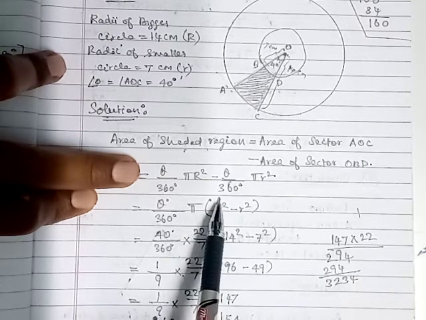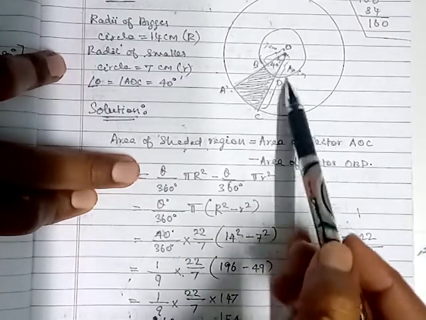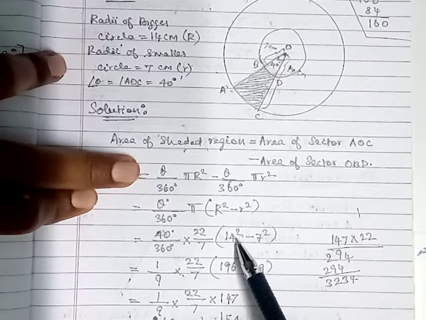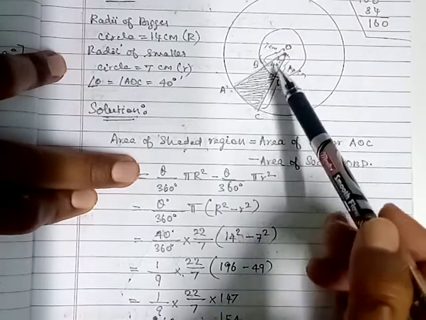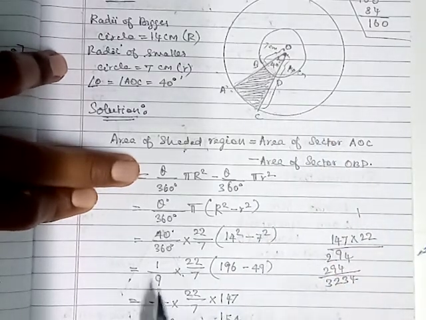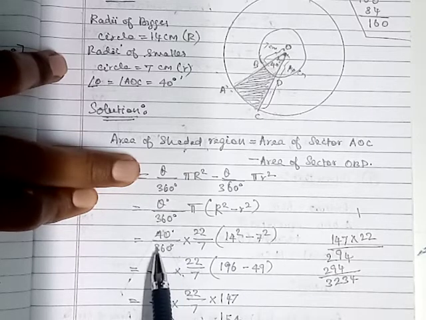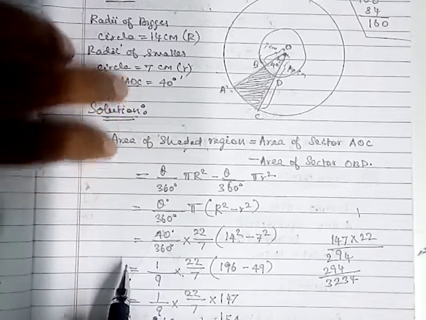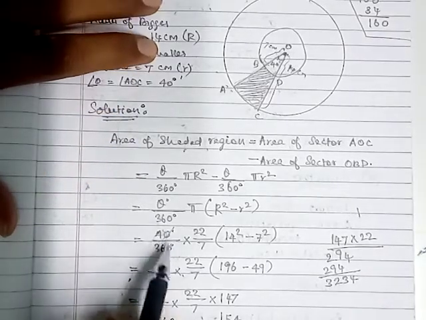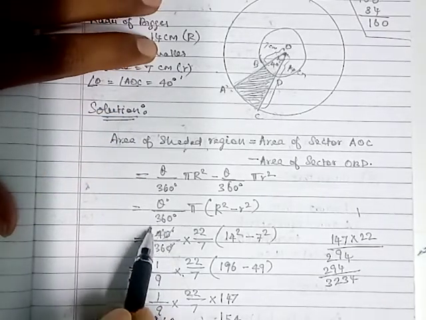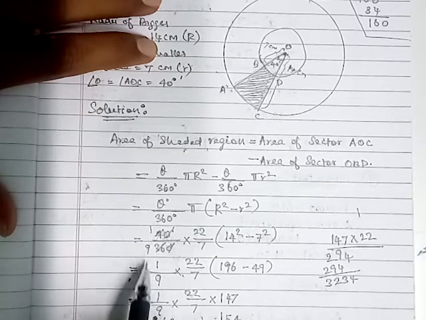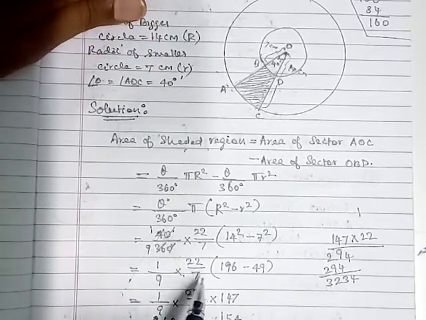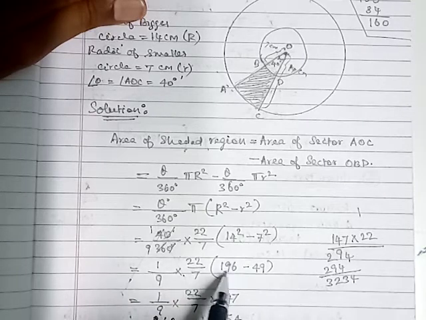Capital R, the bigger circle, the radius is 14 cm. So capital R is 14 cm, 14 squared, minus small r is 7 cm, that is 7 squared. Okay, so 40 by 360, how much will it come? If you cannot cancel 40 by 360 directly, first you can cancel the 0 and 1 4 is 4, 9 4s are 36. Okay, so into 22/7, 14 squared is 196.